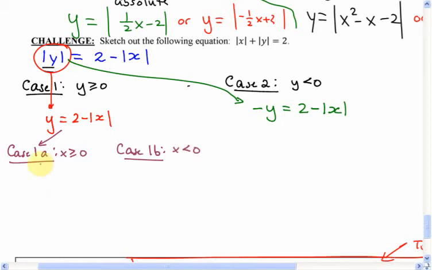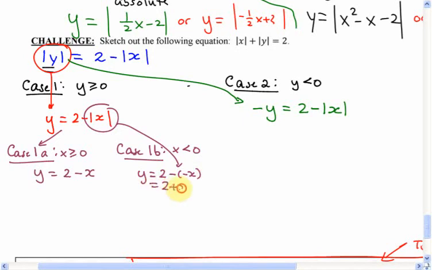What do we get for case 1A? When x is greater than 0, what does the absolute value become? Just positive. So we'll leave it like this. Y equals 2 minus x. Now, how about the one in 1B? What does the absolute value there become? Negative. So y equals 2 minus negative x, or 2 plus x.